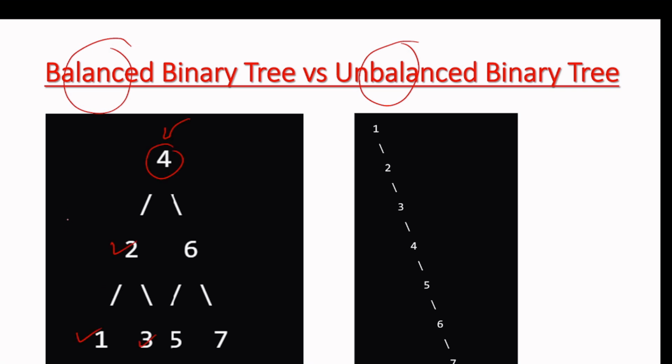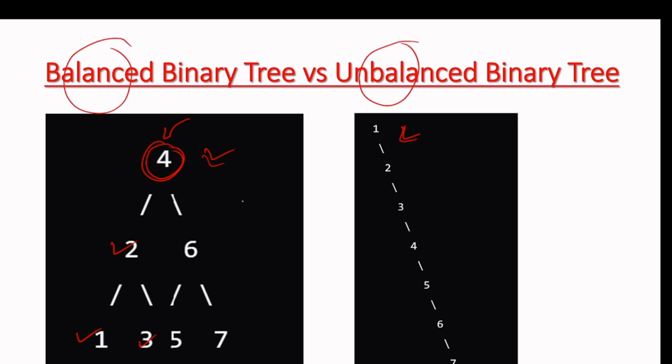So the number of child nodes for this root node in the left and right are equal, right? So we cannot say that this is a balanced tree. So why are we saying this is balanced or this is unbalanced? First of all, we have to understand that.